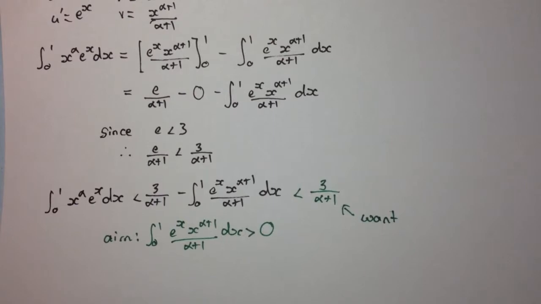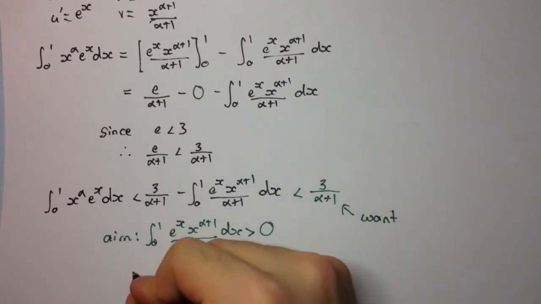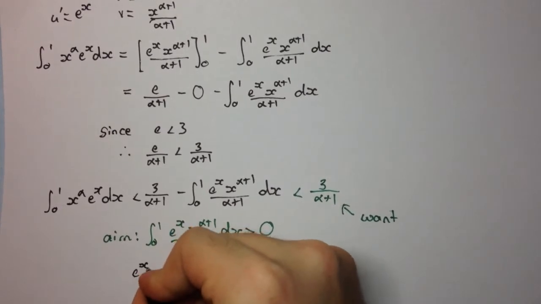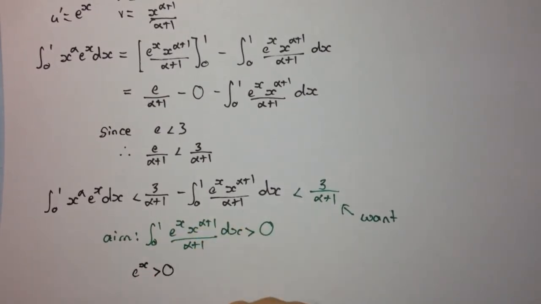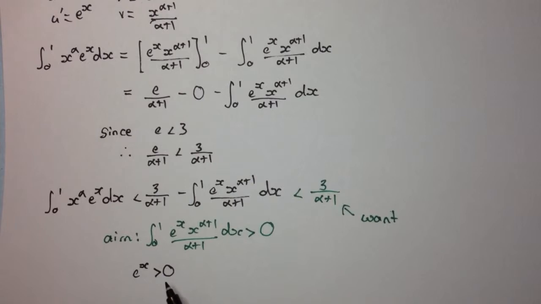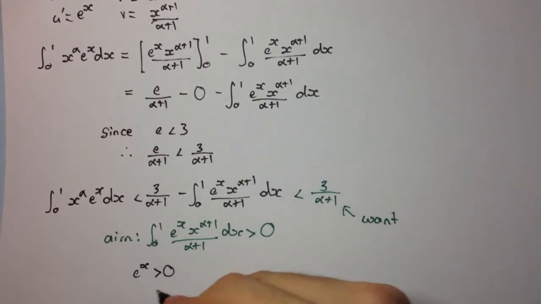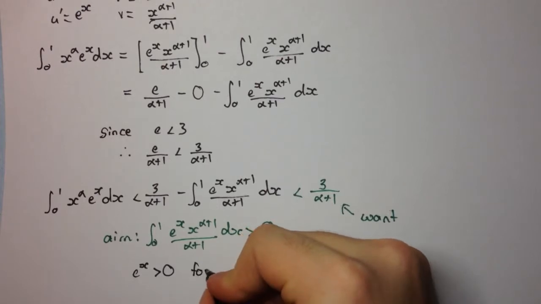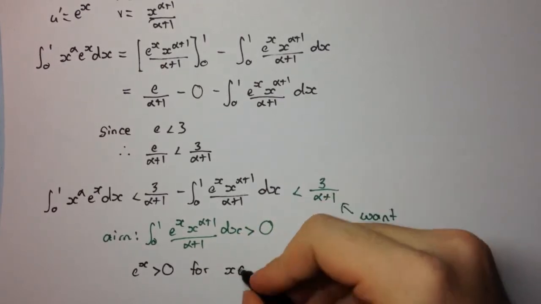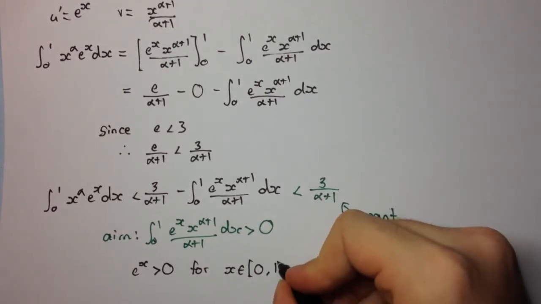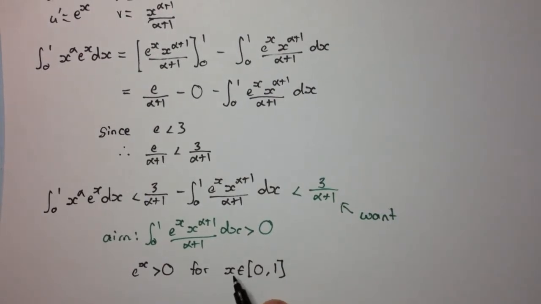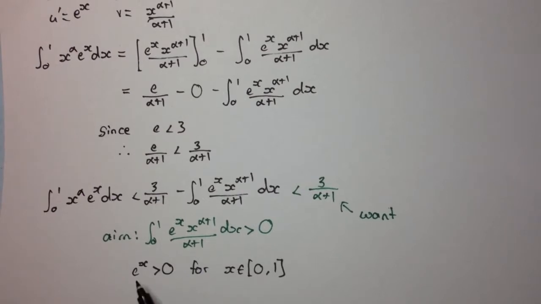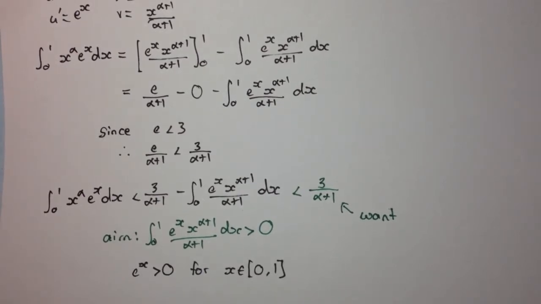Okay, so how are we going to do this? Well, let's have a look at this interval. We know that e to the x is greater than 0. Well, this is greater than 0 for all x, so it's definitely greater than 0 over this interval. So e to the x is greater than 0 for x between 0 and 1. Okay, so this is just another way of writing x is between 0 and 1. So in this interval, e to the x is greater than 0.